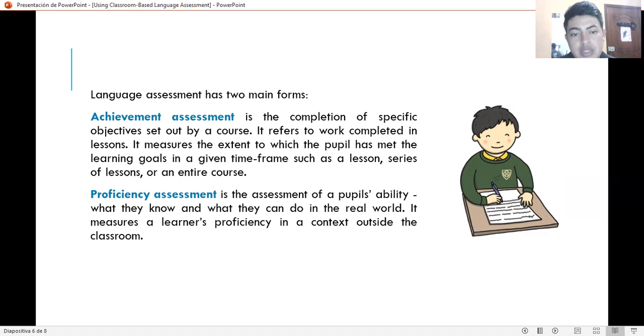Proficiency assessment is the assessment of the student's ability, what they know and what they can do in the real world. It measures a learner's proficiency in a context outside the classroom. In this, the learners need to defend themselves in a real conversation outside the classroom, because this helps them gain experience and puts them in real situations outside.